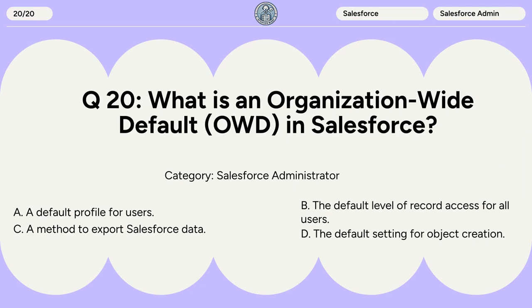Question 20. What is an organization-wide default in Salesforce? A. A default profile for users. B. The default level of record access for all users. C. A method to export Salesforce data. D. The default setting for object creation.